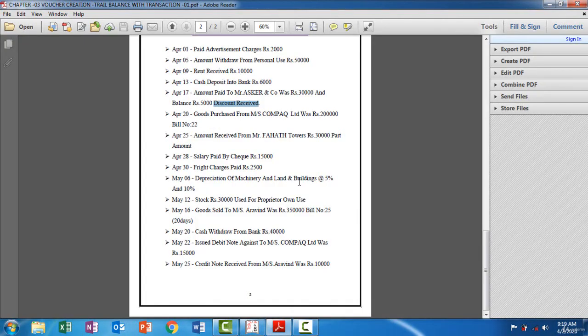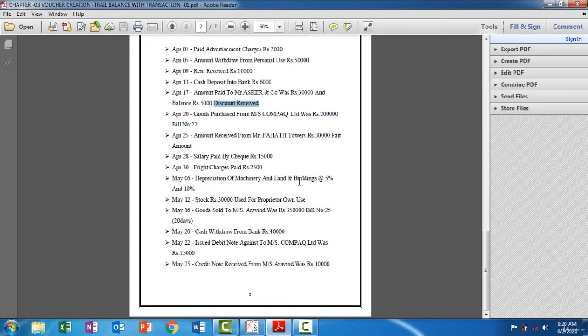Goods purchase from April 20, goods purchase from Comeback Company 200,000, bill number 22. First we have to know what voucher we need to use. The voucher is a purchase voucher, and second we have to know what the double entry is. If they mention the company name, it should be a credit purchase. So the credit purchase double entry is credit purchase account debit 200,000, Comeback account credit 200,000.